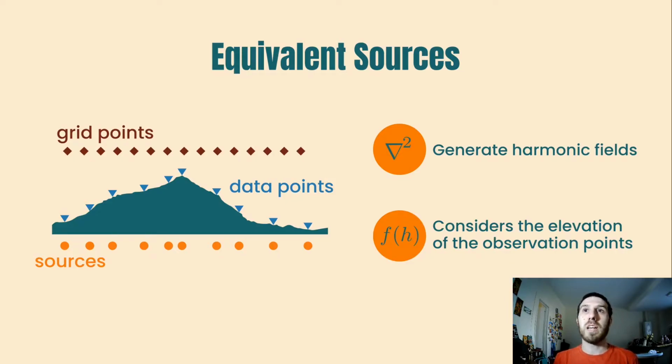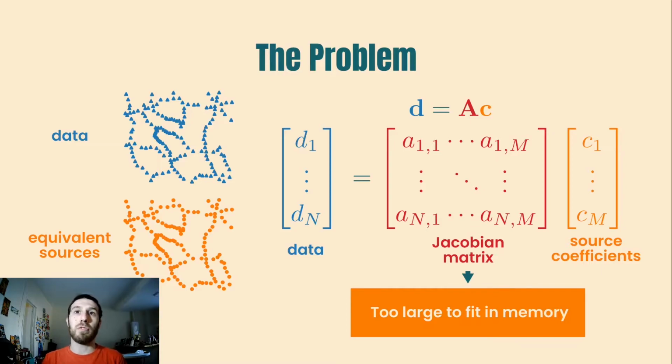The equivalent sources technique is an interpolation method for harmonic data. It consists in defining a set of sources placed beneath the observation points, then estimating their coefficients so they generate the same observed field, and finally computing the field generated by the sources on any other set of points, like a regular grid. This technique has two advantages. First, it generates harmonic fields, and secondly, it takes into account the elevation of the observation points. Its main drawback is that it requires a large amount of memory.